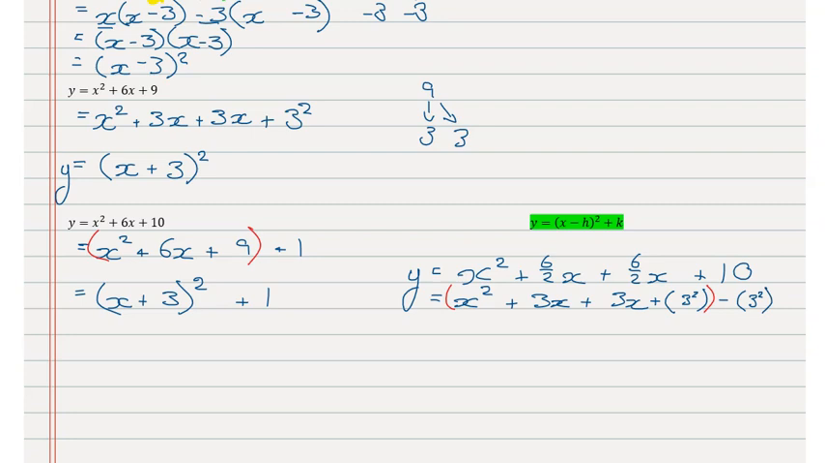So this one over here, this one here, notice it's a positive 3x squared, and the other one, which I've created, it's a negative 3x, it's a 3 squared and a negative 3 squared.